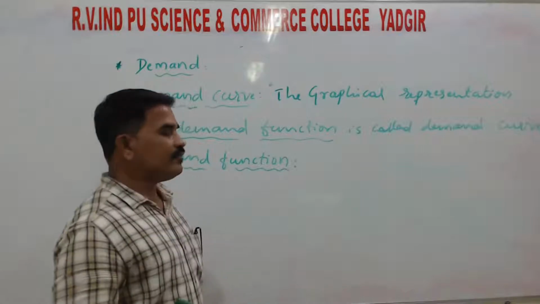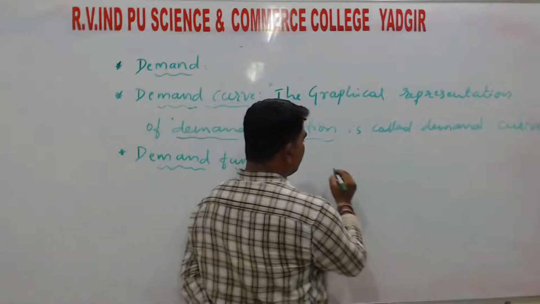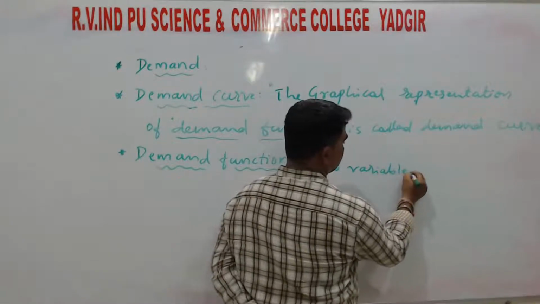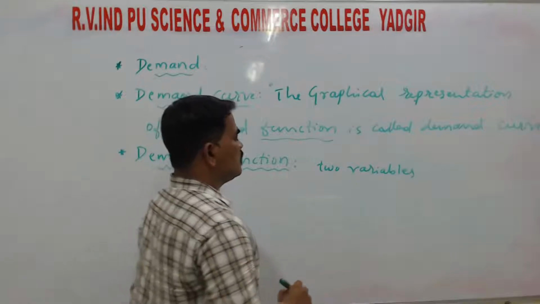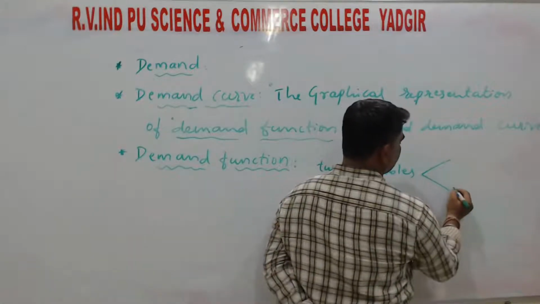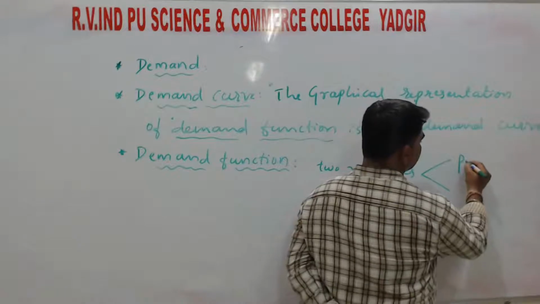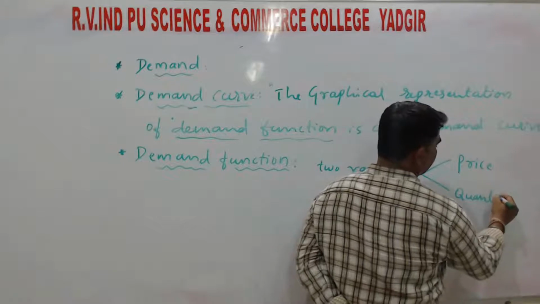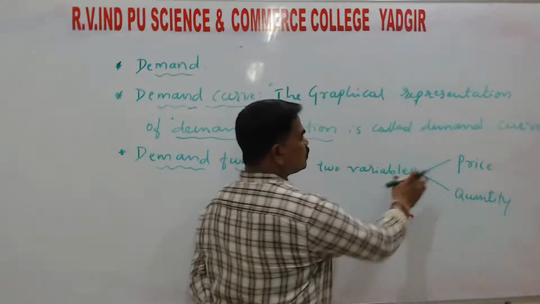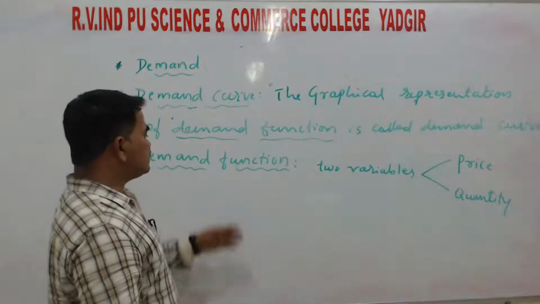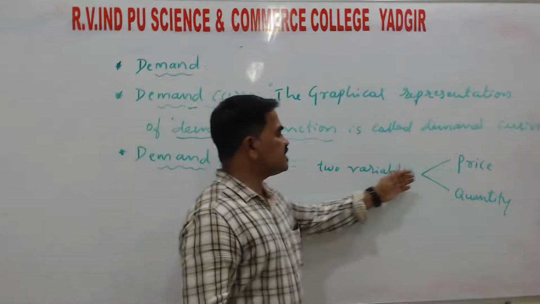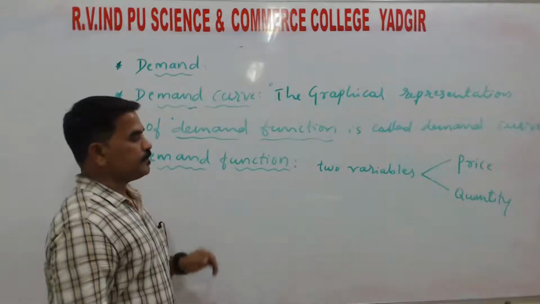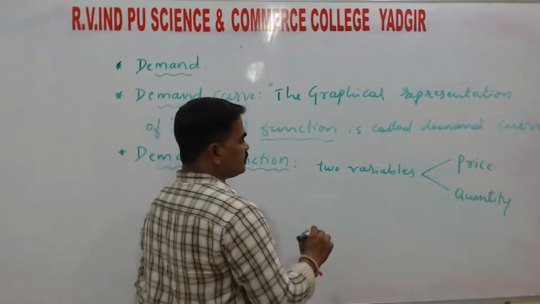What do you mean by demand function? Suppose there are two variables. What are those two variables? One is price and another one is quantity. These are the two variables, and this demand function says that the relationship between these two variables gives us the demand function. Correct?